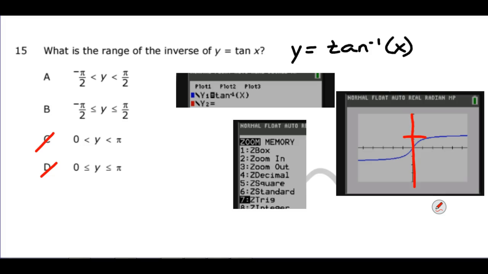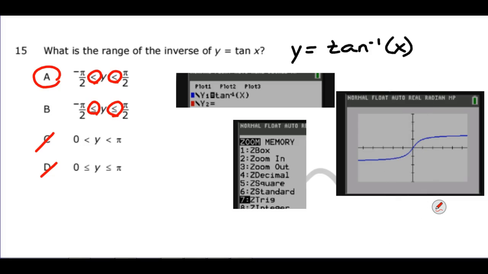How high does it go? How low does it go? And then, they've been very kind here, I just have to determine, does it include the -pi/2 and the pi/2, or does it not include them? And if you remember, these kinds of graphs, these kinds of trigonometric functions, are never going to actually hit that value. They're just going to be very, very close. So close that you wouldn't be able to tell the difference. The answer is A.